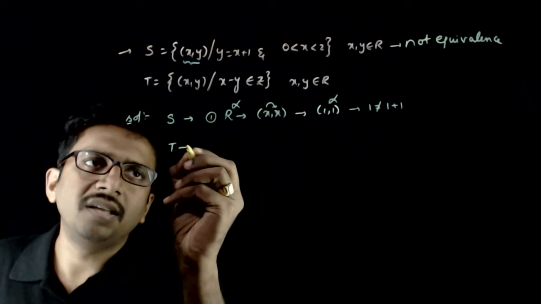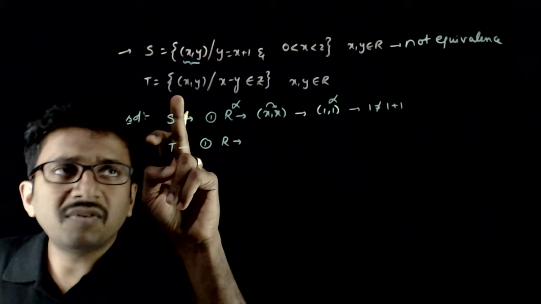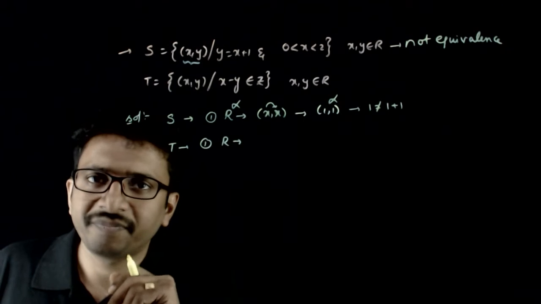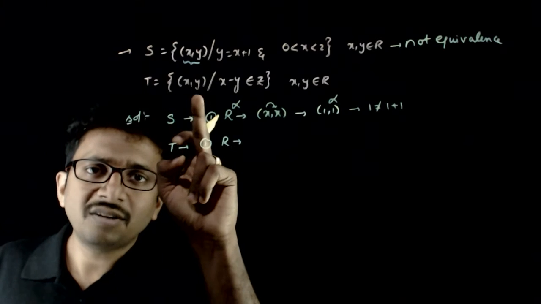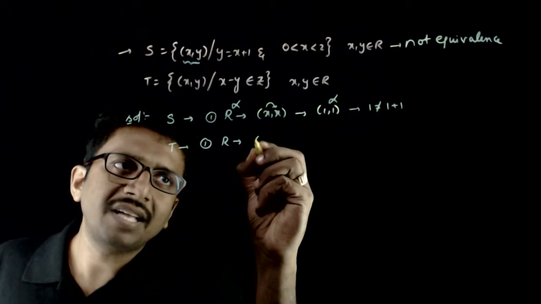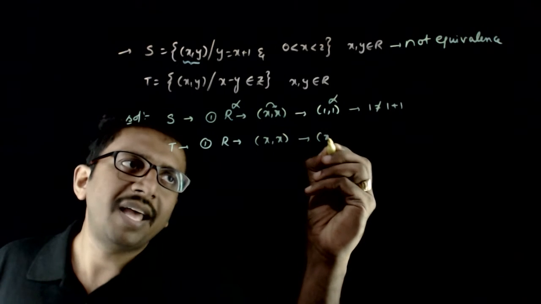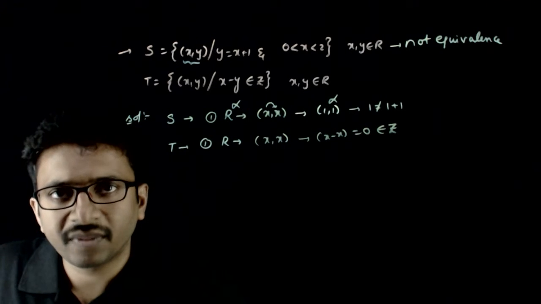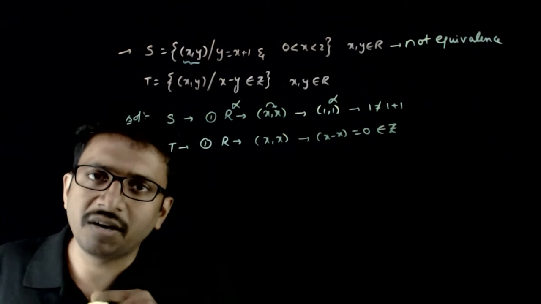Now let us go to T. So let us first check reflexivity. So x will be related to y if x minus y is an integer. That is the condition for T, the definition of T. So for reflexivity, I'll check for x comma x. Will x be related to x? Yes, because x minus x is equal to 0. This always belongs to integers. So x minus x always is an integer. So every element x will be related to itself.